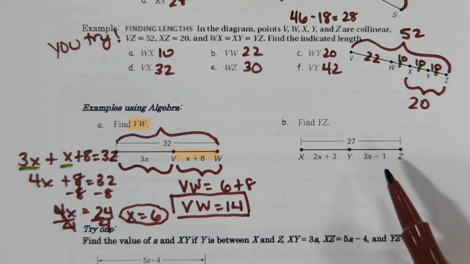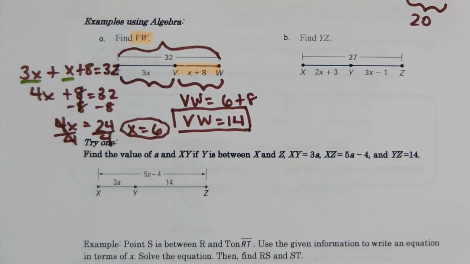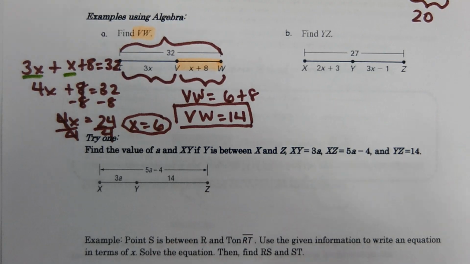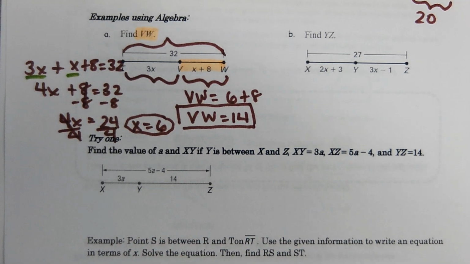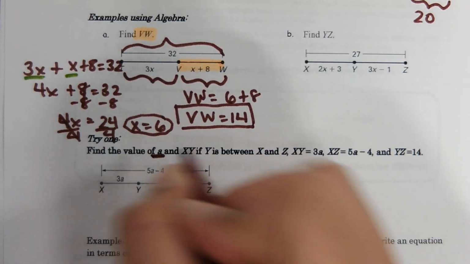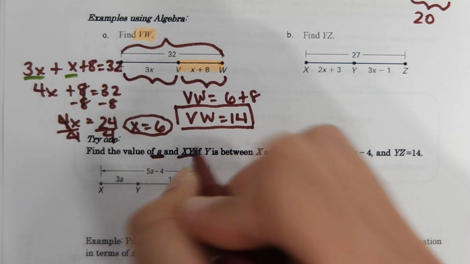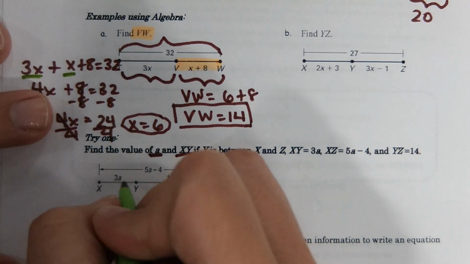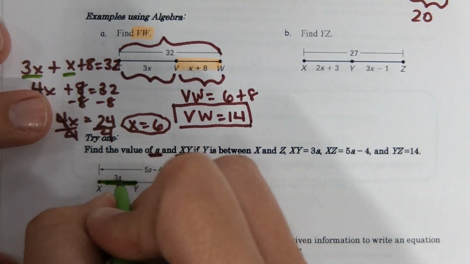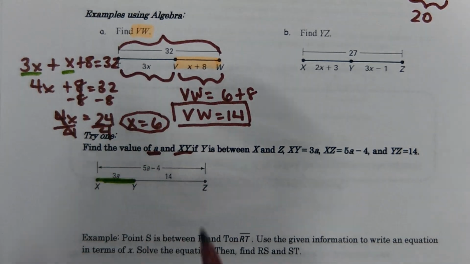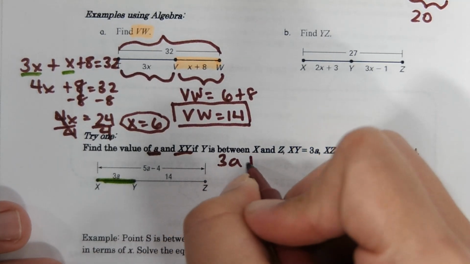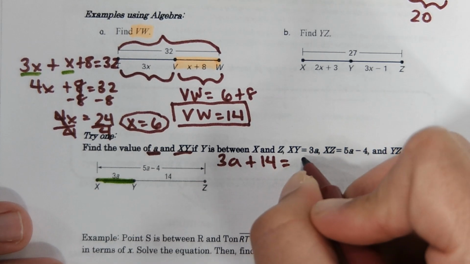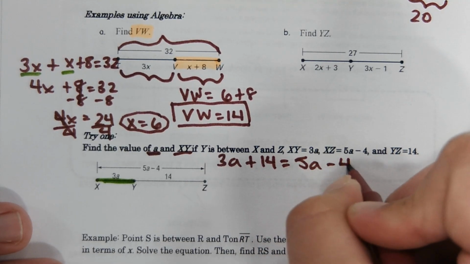Okay, for the sake of our brains, we're going to skip V and then just go to this next one here. Okay, so for this one, we're going to do that same process. It says find the value of A. So solving for A is important, and the length of XY. So XY right here is going to be this length. So once we find A, we have to plug it back in to find the length of this. So just like before, this plus this equals the whole thing. So we'll do 3A plus 14 equals 5A minus 4.